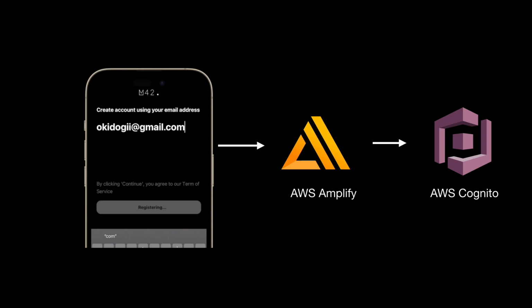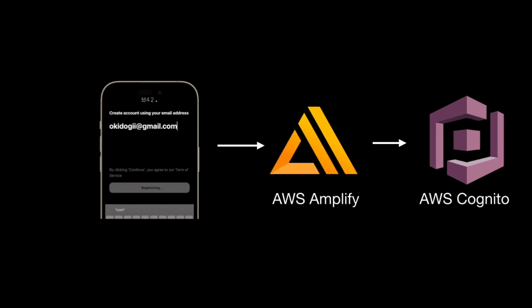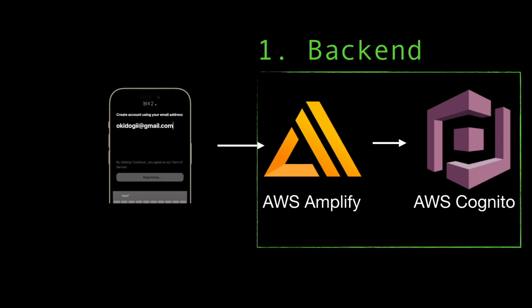This is a very high-level architectural diagram of what we're going to build. In the first part of the video, I will show you how to build the authentication backend with AWS Amplify in just a couple of clicks. AWS Amplify will set up Cognito backend for us, and will manage the infrastructure as code with AWS CloudFormation.